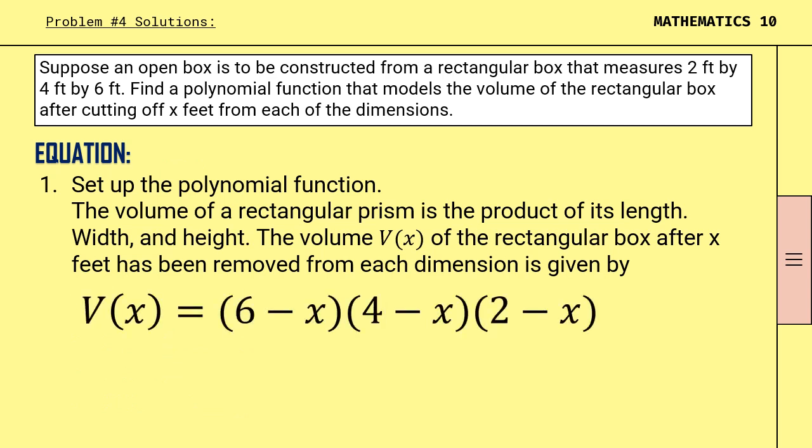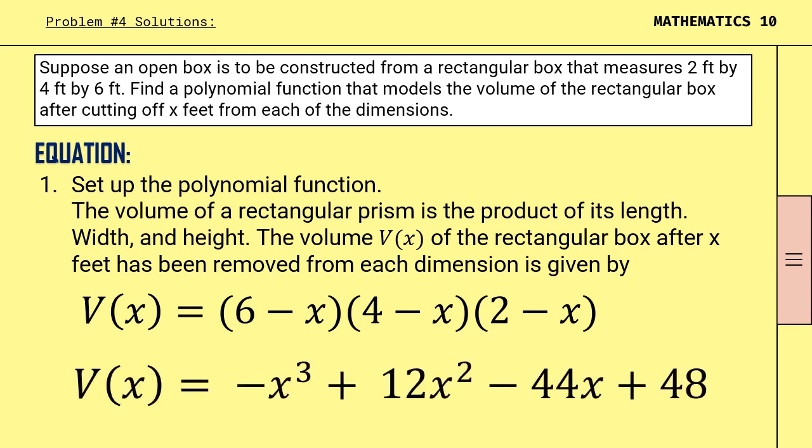Now from that, we're going to have our equation as V of x equals. Again, our formula is volume equals length times width times height. So let's substitute our representation for length, width, and height. We're going to have V of x equals quantity 6 minus x multiplied with quantity 4 minus x and multiplied with quantity 2 minus x. Now, simplify or multiply the three binomials on the right side of our equation.